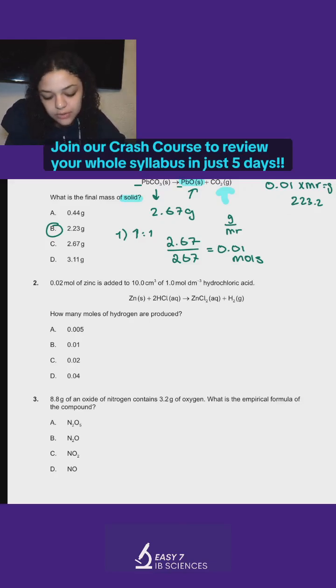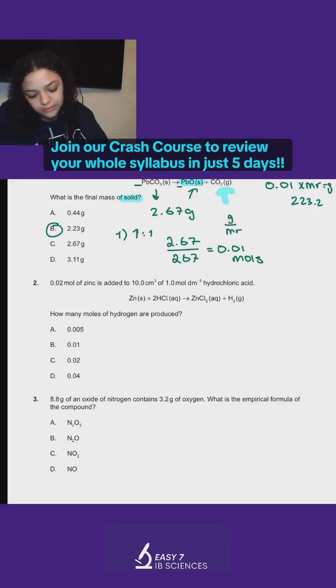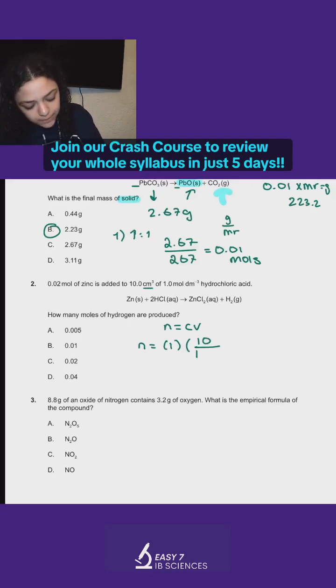Exactly. So let's find the moles of HCl to see if it's limiting or if the zinc is limiting. How do I find the moles of HCl, guys? I do n equals CV, right? n is equal to the concentration, which is 1, times the volume, which is 10. Now, what do I have to be careful of? That I can't just leave it in 10 centimeter cubed. I have to put it in decimeters cubed. So 10 divided by 1,000, that should give me 0.01 moles.